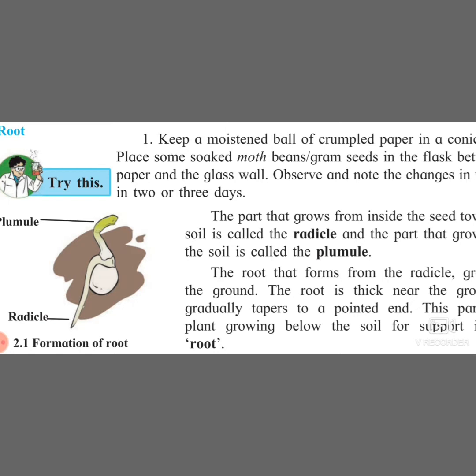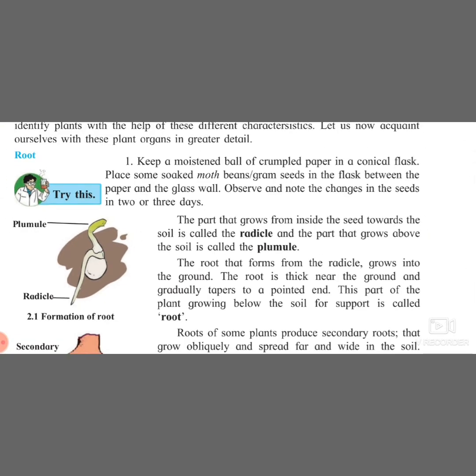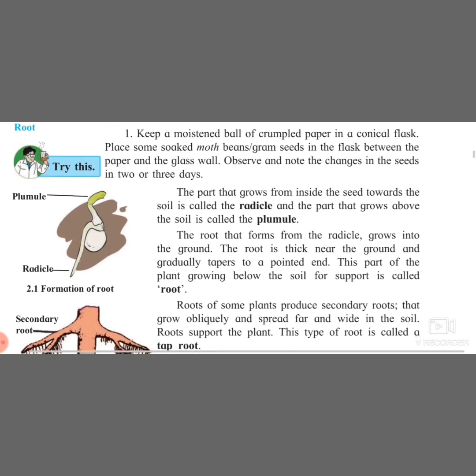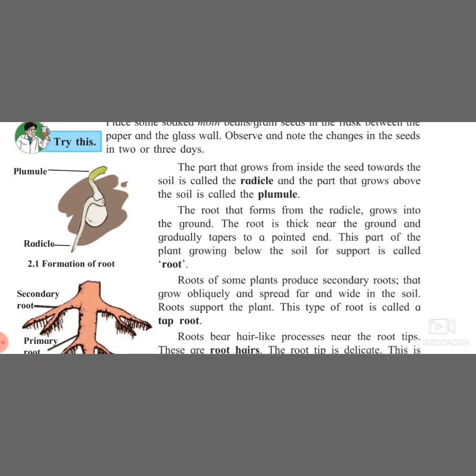I will tell you one small trick to remember this. R and roots, you should understand. So the part which is going deep down inside the soil is said to be radicle, and the part of the seed which comes above the soil is called plumule. You are going to term them as plumule and radicle. The root that forms from the radicle grows into the ground. That only I have just now told you. The roots which you can see coming from that radicle.